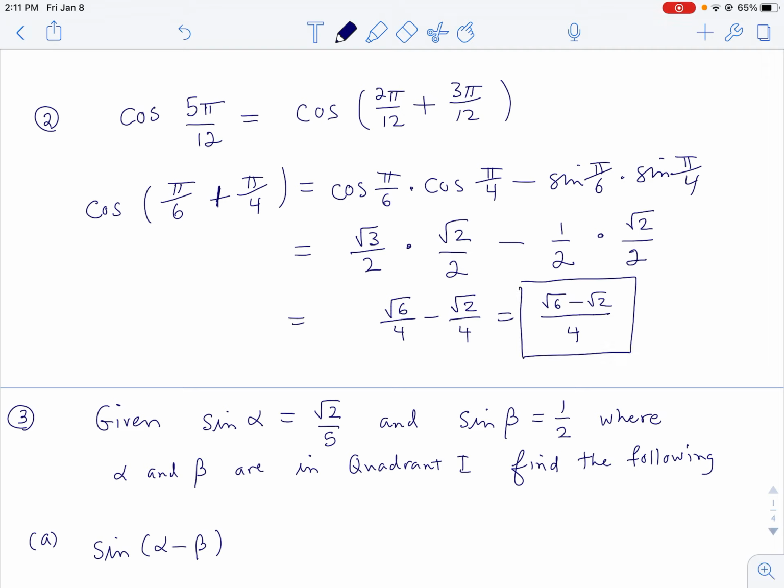That's a hideous answer, but guess what? As you move into higher math, those are the correct answers. I'm going to stop it.